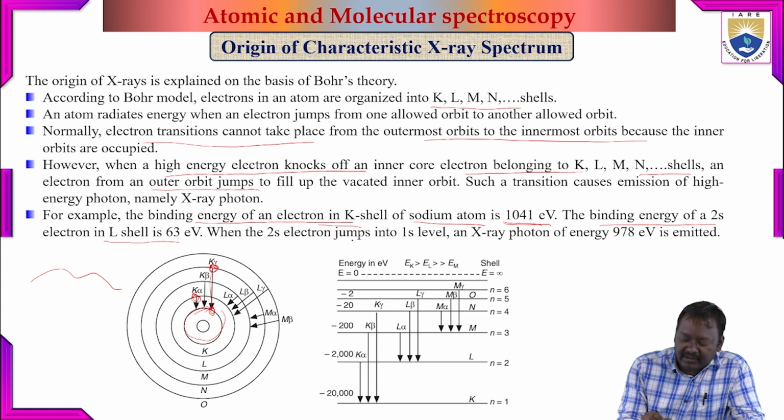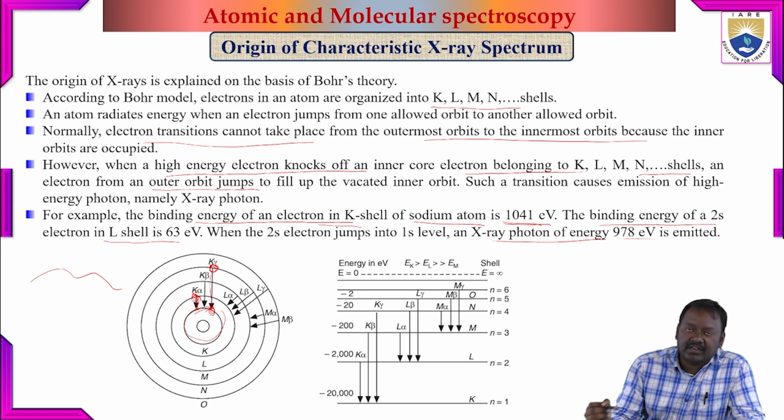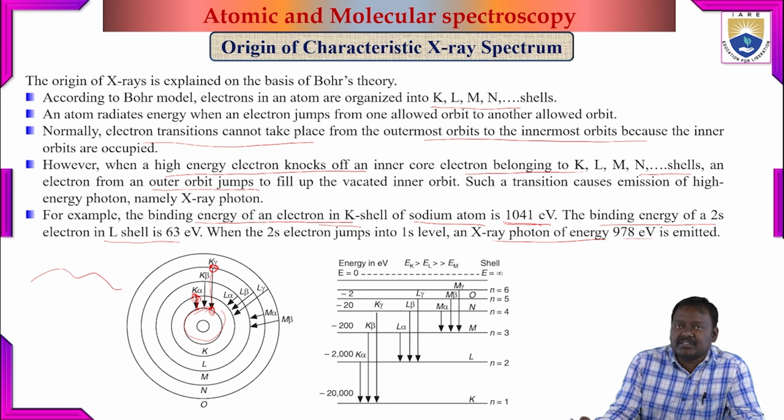So when the 2s electron jumps into the 1s level, from the L shell to the K shell, an X-ray photon of energy 978 electron volts is emitted. That means the difference between the two energy levels. So it is released in the form of an X-ray photon, a huge amount of energy.